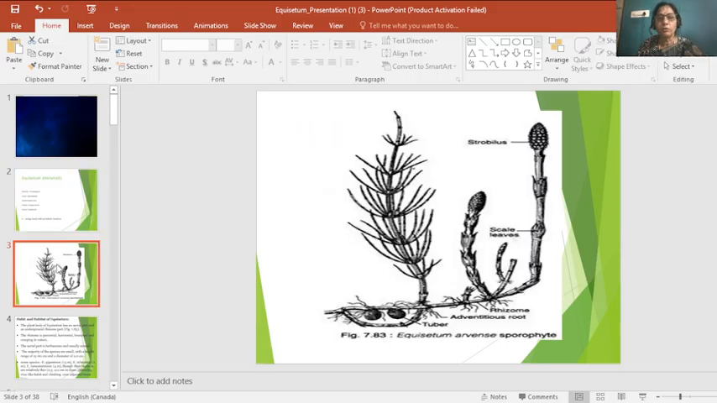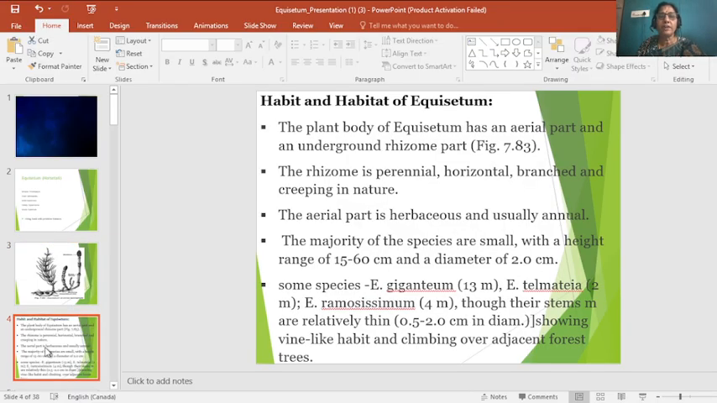This is the morphological nature of the Equisetum, the horsetail. If you see the habit and habitat of Equisetum, the plant body has an aerial part and an underground rhizome part. The rhizome is perennial, horizontal, branched and creeping in nature. The aerial part is herbaceous and usually annual.